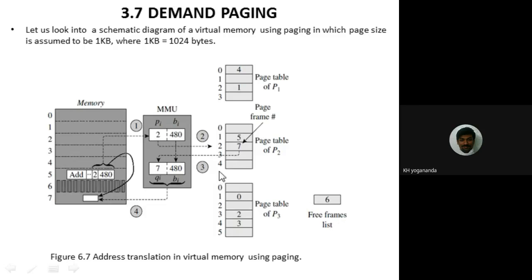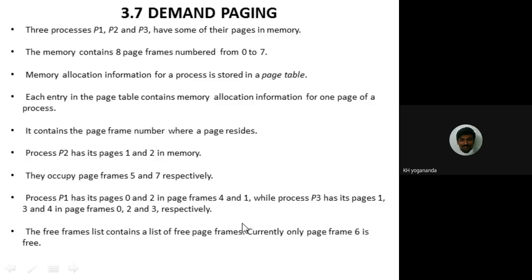If you want, we can go and check once again the wordings. This is the page table of process p1, where page 0 and page 2 are occupied by page frames 4 and 1. In the page table of the p2 process, page 1 is occupied by page frame 5, page 2 is occupied by page frame 7. In the page table of p3, page 1 is occupied by page frame 0, page 3 is occupied by page frame 2, page 4 is occupied by page frame 3. This is the same thing we detailed in the wordings. You need to write this because you need to get the marks. After drawing the diagram, you need to write this information so that you can fetch the marks.